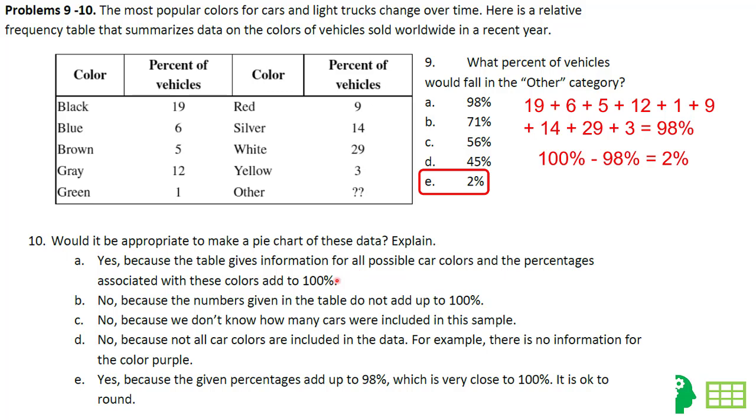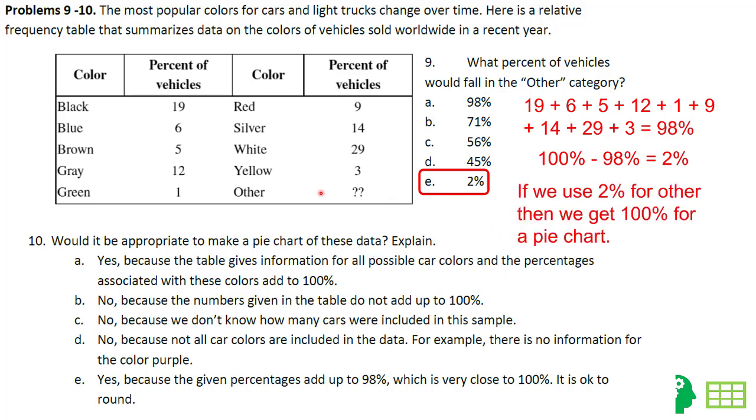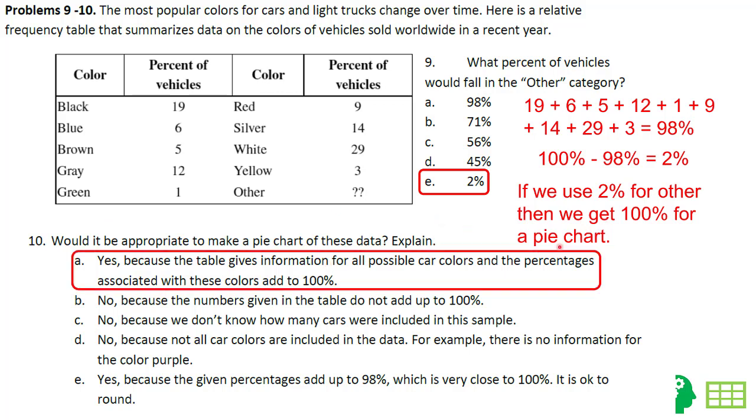Would it be appropriate to make a pie chart of these data? Explain. Well, if we use 2% for that, which it should be, these are all mutually exclusive events. You can't have a car that's black and blue as the whole main color. The vehicle's either black or it's blue. It's not both, at least for solid cars. We're pretending solid cars, no pinstriping, nothing like that. So the main car color. These are mutually exclusive, and when they're mutually exclusive and they add up to 100%, you can do a pie chart. So the answer is A.